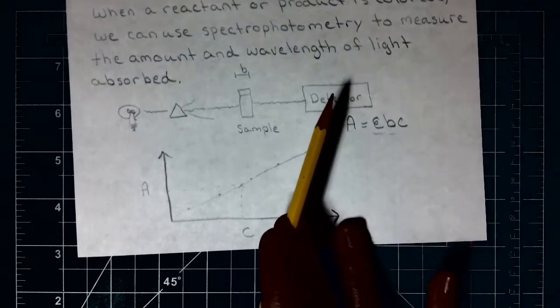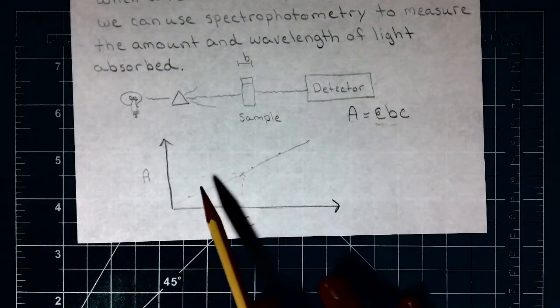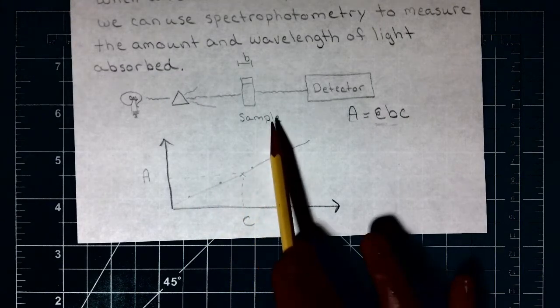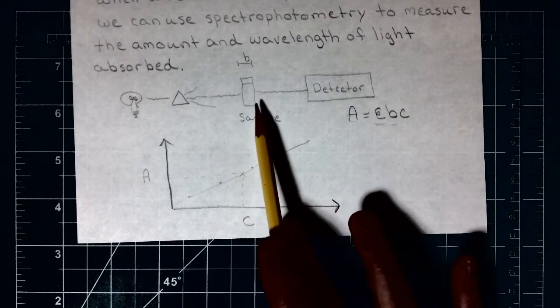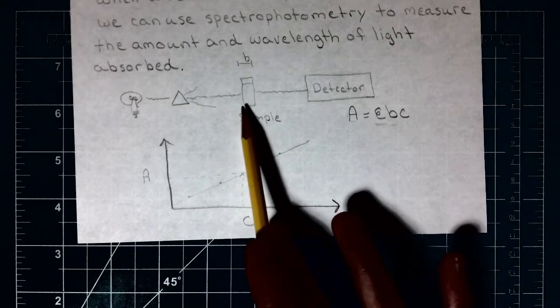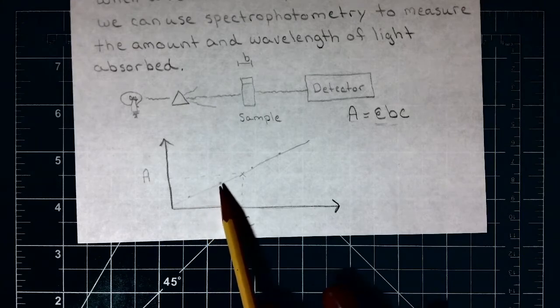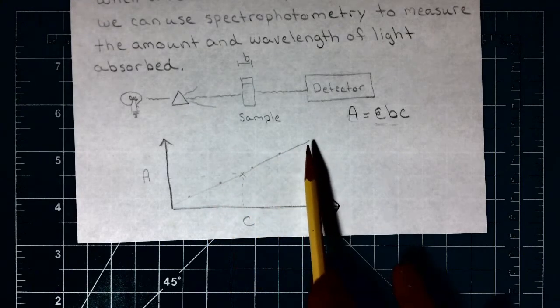And typically what we're going to do is take some known concentrations of our sample. So we're going to prepare some solutions of this stuff that we're interested in analyzing, where we know what their concentrations are. And then we're going to measure their absorbance, and we're going to be able to plot those along here.